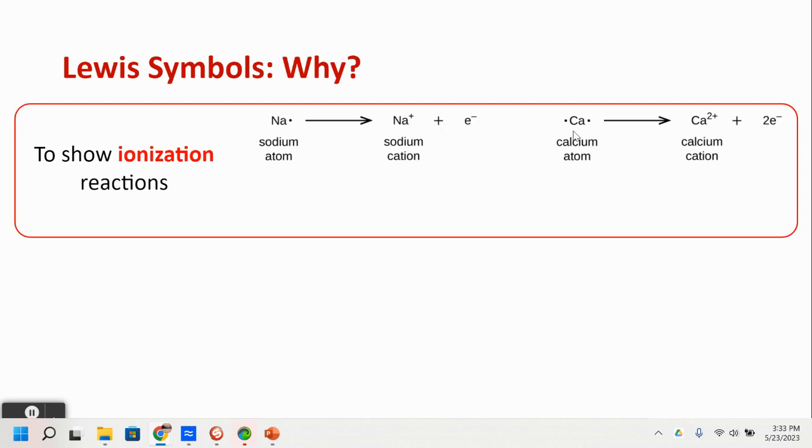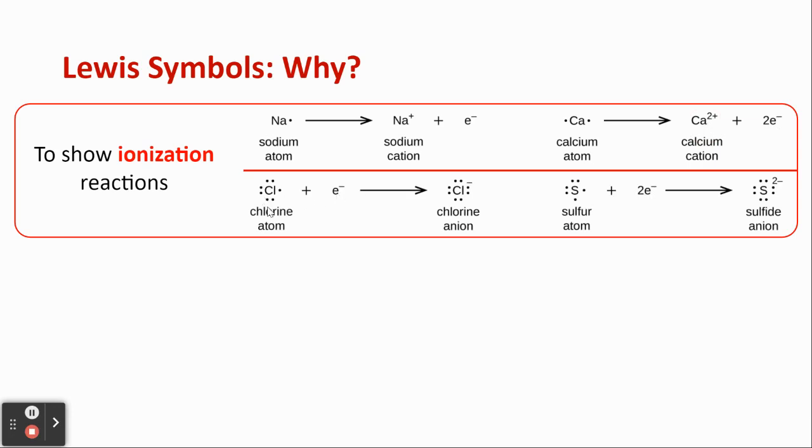If we were to look at calcium, calcium has 2 valence electrons. And when the atom becomes a calcium cation, it loses those 2 electrons, so the 2 dots on the Lewis structure are removed. Now, let's say we have chlorine. Chlorine has 7 valence electrons. If it were to gain an electron, then it forms an ion with 8 valence electrons.